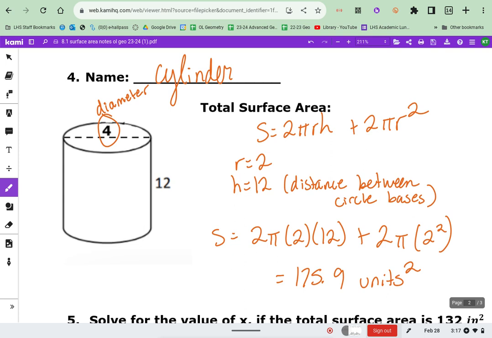When you're ready, you can look up and check your work. Is everything going to be unit squared? For surface area, yes.